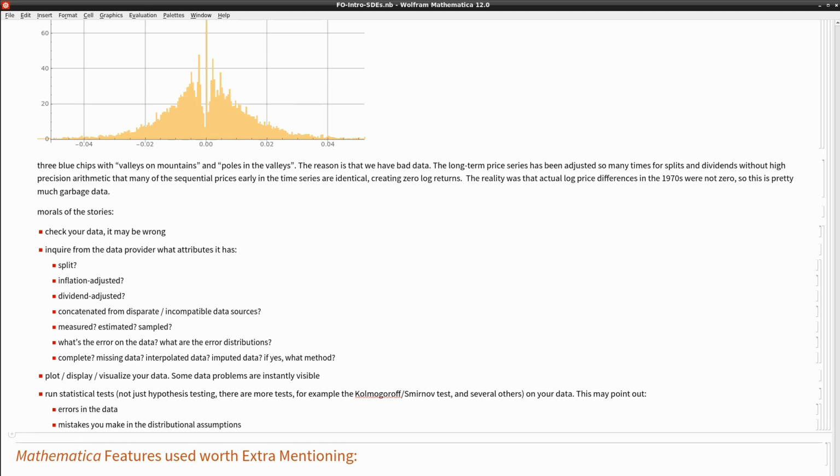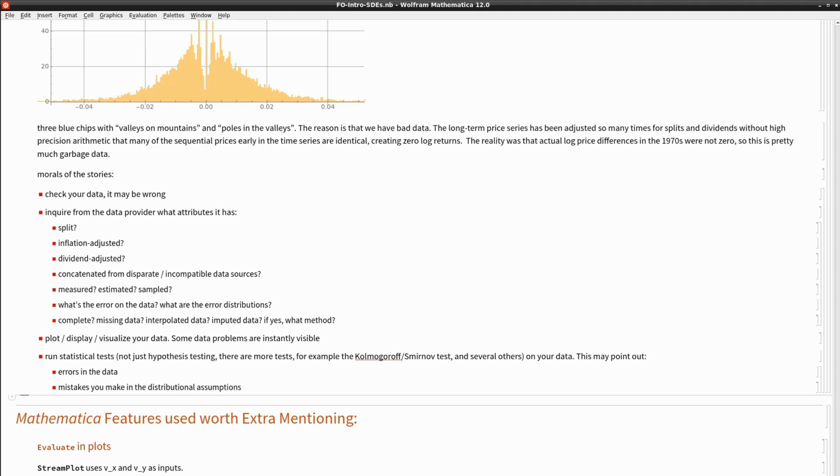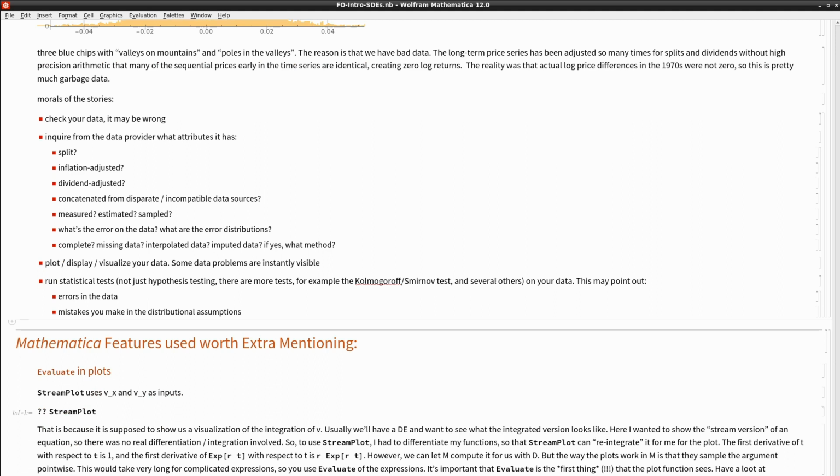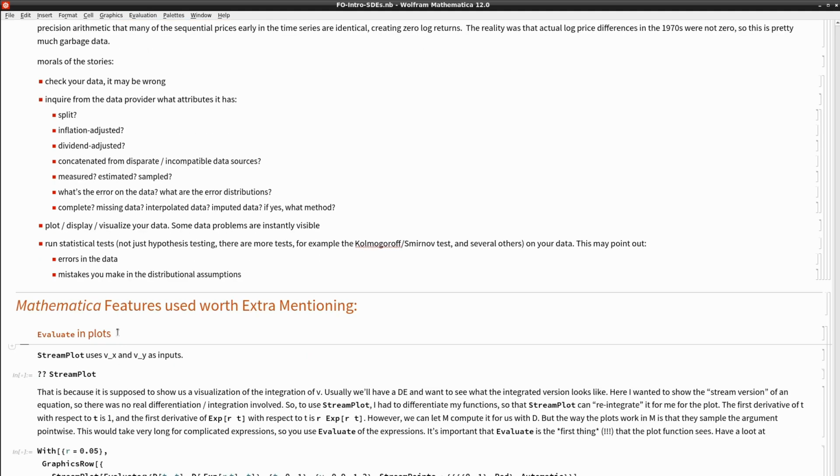Okay, I'm coming towards the end of this session. I want to put extra emphasis on some Mathematica features that I have used in this session that are worth extra mentioning. And one of them is Evaluate in plots.